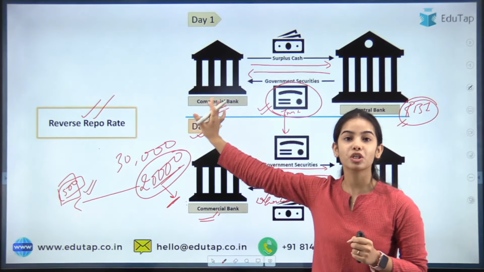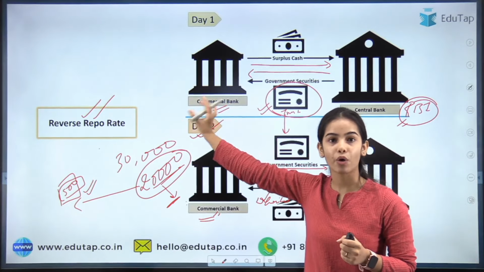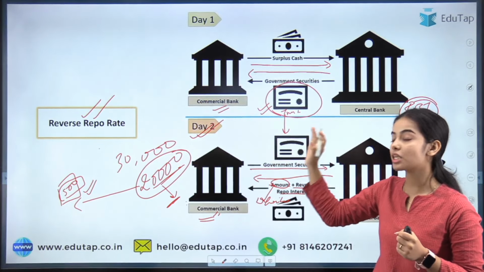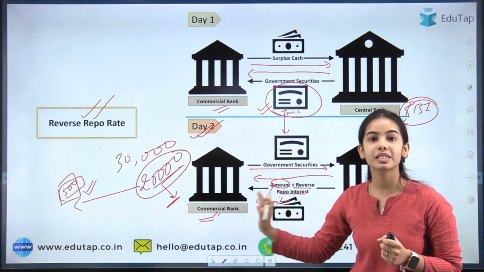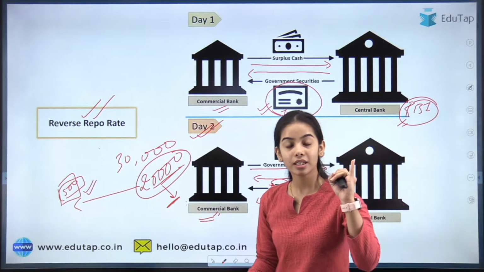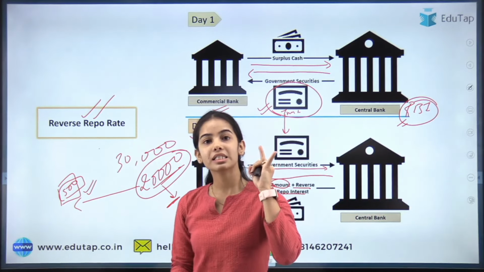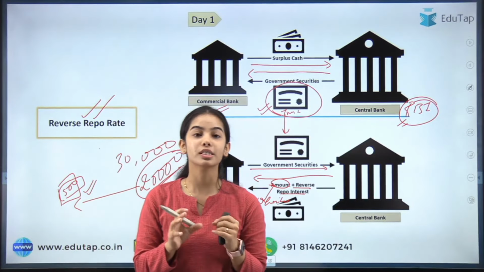So this is the whole process of the reverse repo rate or the reverse repo instrument. Here the commercial banks give the deposits to the central bank and take the government securities. Then the commercial banks have to return the government securities to take back their deposits as well as the interest. So at last the commercial banks are getting the deposits back as well as the interest over their deposits. This is the whole process of reverse repo rate.